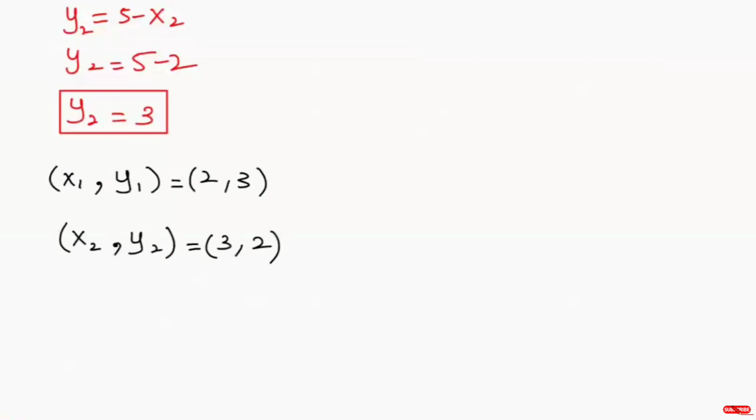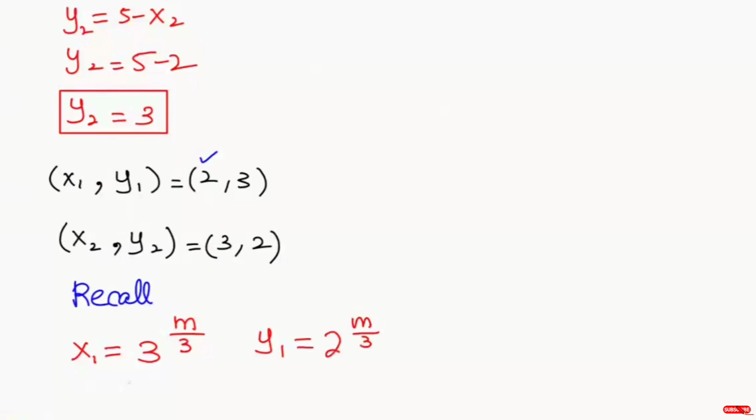Now to find the value of m, I'm going to recall x is equal to 3 to the power of m over 3. I'm going to take this, and the other one we have, y1 is equal to 2 to the power of m over 3. I'm going to plug in 2 is equal to 3 to the power of m over 3, and here 3 is equal to 2 to the power of m over 3. If I solve both of these, I will get no integer solution. So this is going to be rejected.